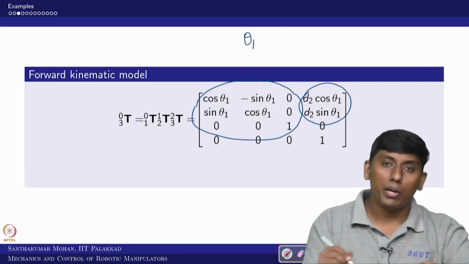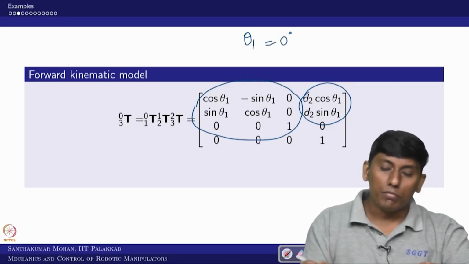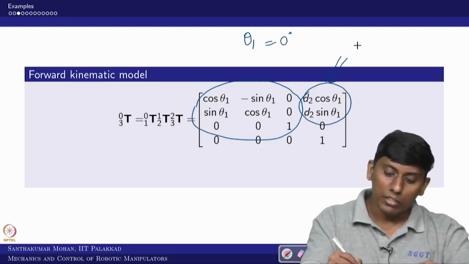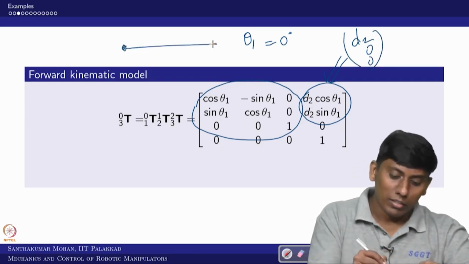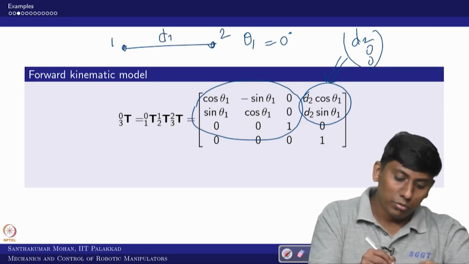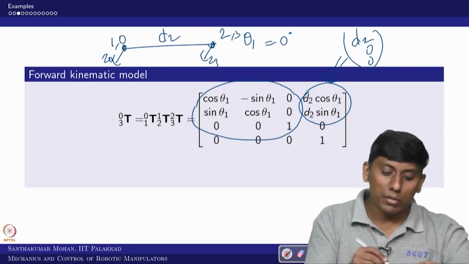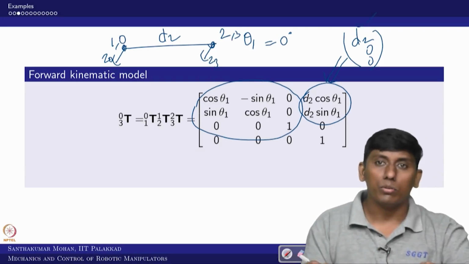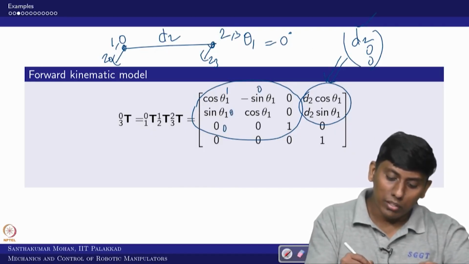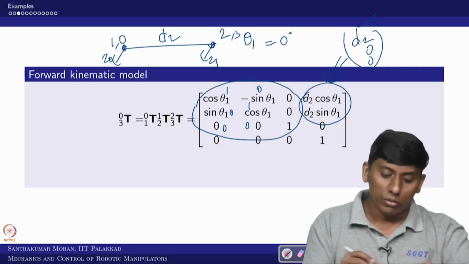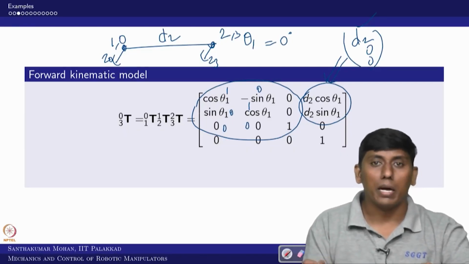So at the home position theta 1 is 0 degrees. If you put 0 degrees, what is it giving? It is giving d2, 0, 0, that is only an x displacement. You can recall, this is frames 1 and 2, this is d2 and this is 0 also. So you can see the displacement along x, d2, is coming. And if you substitute, this becomes 1 0 0, 0 1 0 and 0 0 1, the identity matrix, that is also matching.